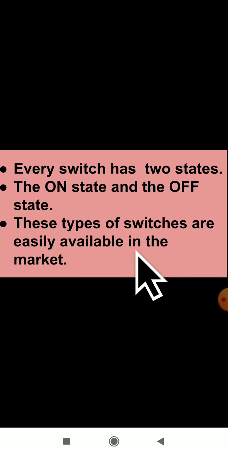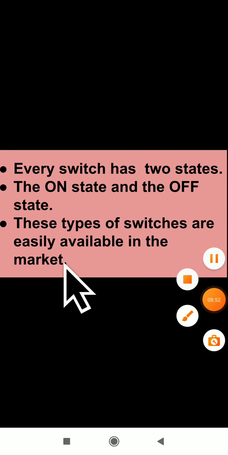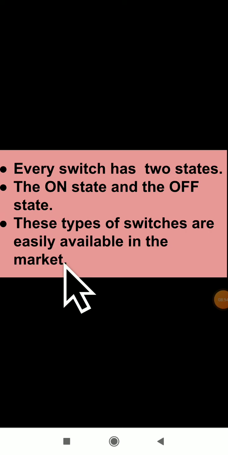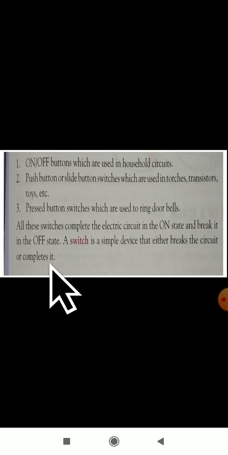Every switch has two states. How many states are there in every switch? There are two states in every switch: the on state and the off state, which you already know and use in your day-to-day life. One state is on and one state is off. These types of switches are easily available in the market. On or off buttons are used in household circuits.